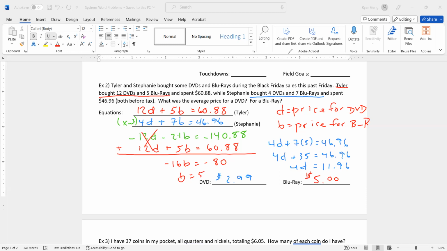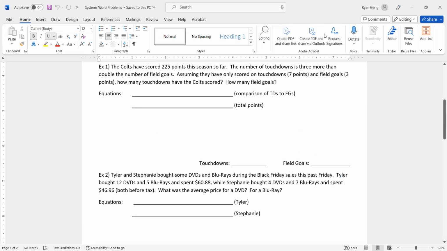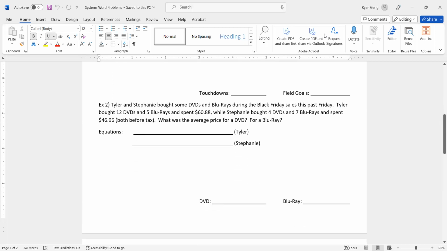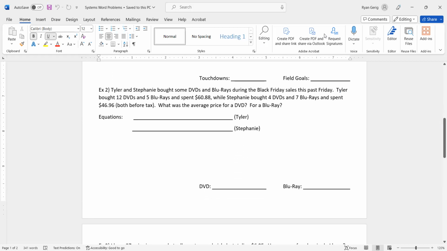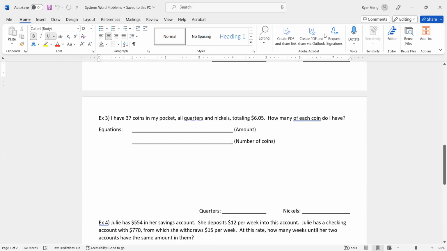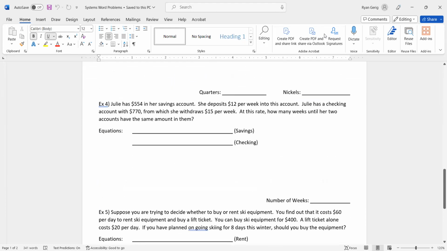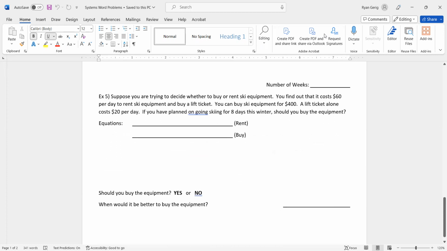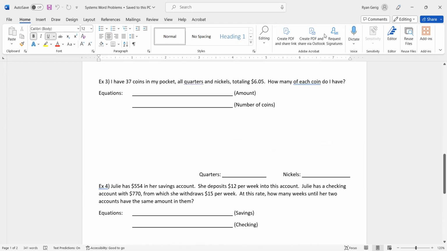All right. There's number 2. You're going to see a lot of those types of problems as well. So recapping so far, the first example had a comparison equation and a total points equation. The second one was both in standard form. You're going to see those a lot too. Example 3, 4, and 5. Yes, I know we got a lot of examples here. Let's go ahead and jump in.